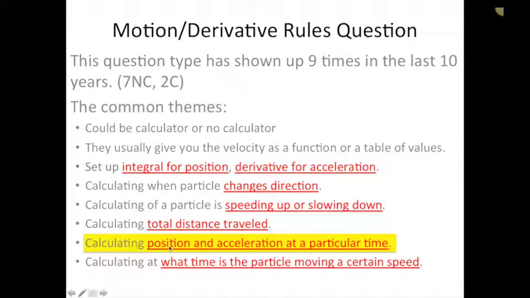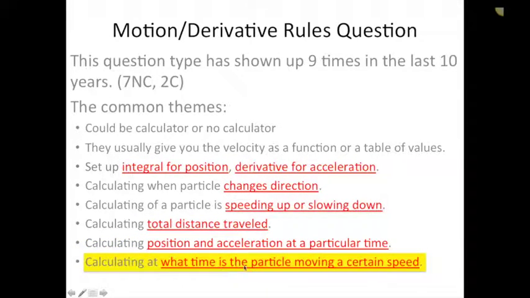Position is saying, well, I've got to integrate to find my displacement and then add in my initial position to find my final position. Acceleration means I need to do a derivative to find an acceleration at a particular point in time. And sometimes they ask you what time is it when the particle is moving a certain speed. A lot of times this has maybe a trig application where we have something that oscillates. So you could have a couple of options for answers depending upon if it's traveling in the positive or negative direction.